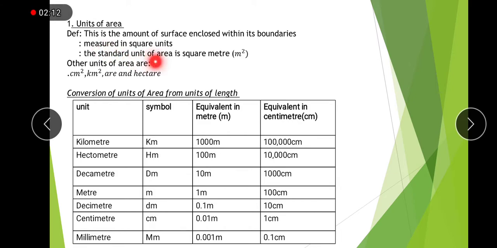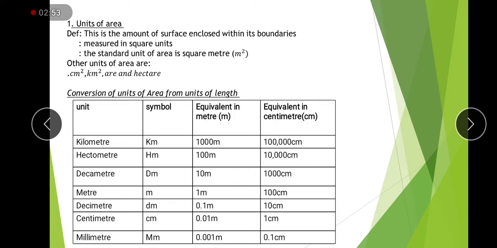Now the standard unit of area is square meters, written as m power 2. Standard units is basically the SI units. The SI unit of area is square meter. Now other units of area, these are just a few. We have, for example, square centimeter, square kilometer. Now we have others that we use. We have what we call are and hectares. These two we are going to look at later on in this chapter.